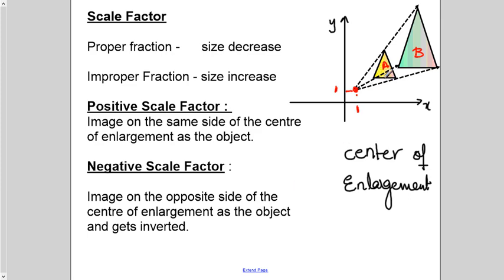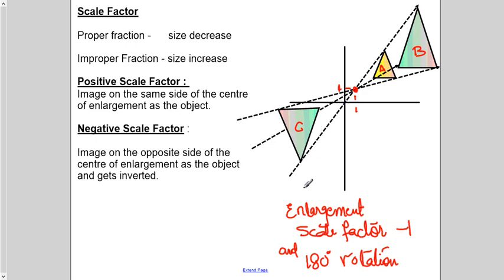Second thing is, if you are given the image and the object and it is said find out the center of enlargement, the technique is you join corresponding points of all the vertices, right? Like I have joined this corresponding point with this straight line I have drawn, this one, this one. So join all the corresponding points, and where they meet, that is your center of enlargement. So this is one way to figure out center of enlargement if object and image is given to you.